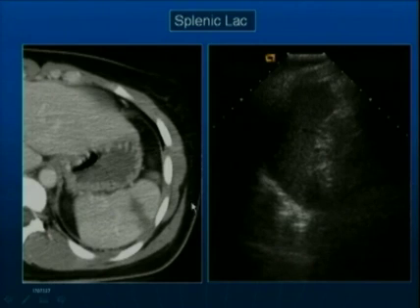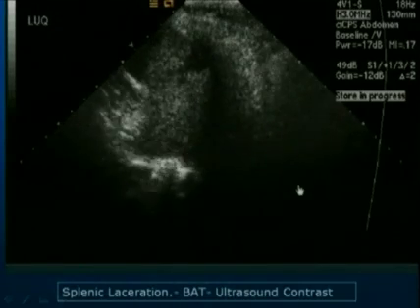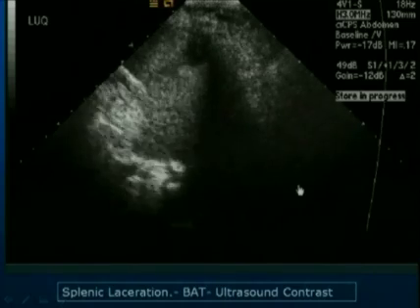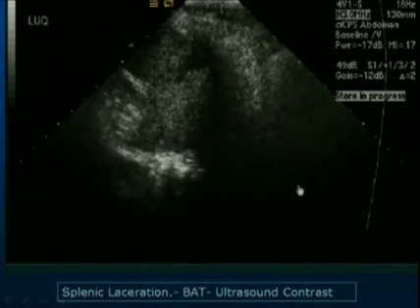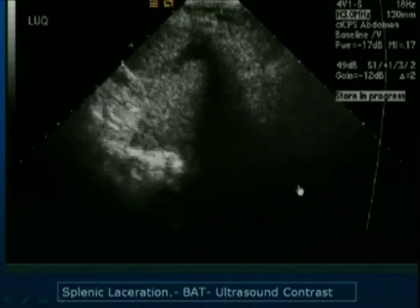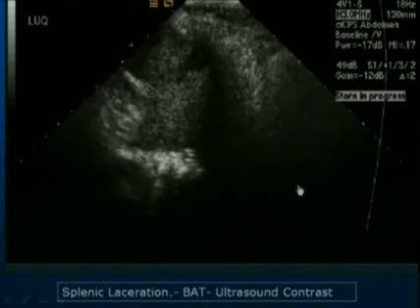Here's a splenic lac. Here's what it looked like on the ultrasound without contrast. It was interpreted as normal. And here's the image that you can see with ultrasound contrast. You can very nicely see the very echogenic spleen with contrast and the hypoechoic laceration. We identified all splenic lacerations in our study.